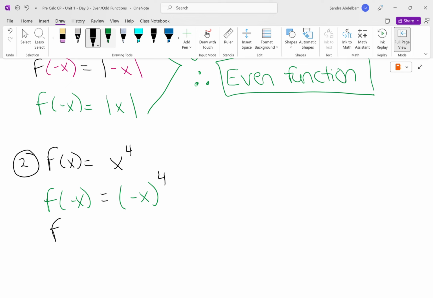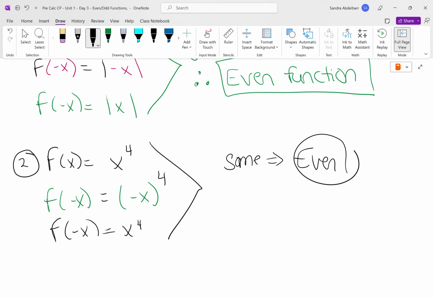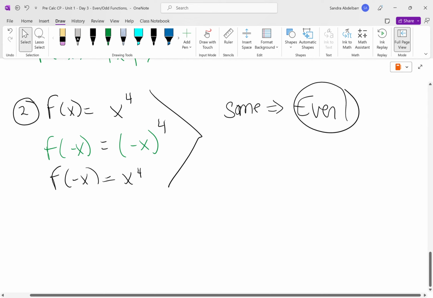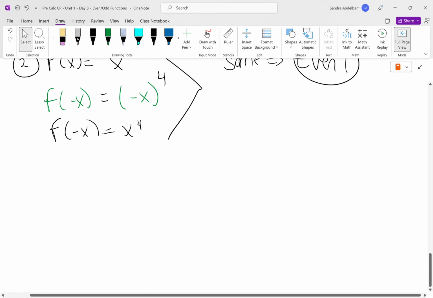So if I'm taking negative x to the 4th, it's going to be even. So f of negative x is x to the 4th. Once again, these are the same. So what does that mean? Even. Very good. All right, next one.